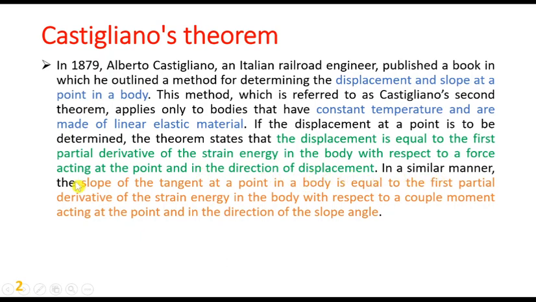In a similar manner, the slope of the tangent at a point in the body is equal to the first partial derivative of the strain energy in the body with respect to the couple moment. For displacement it is with respect to force, but for slope it is the partial derivative with respect to the couple moment acting at the point, the point where it is required, and in the direction of this slope angle.